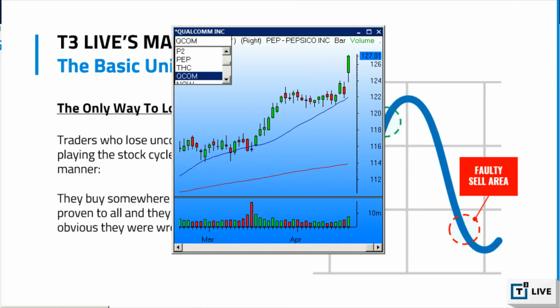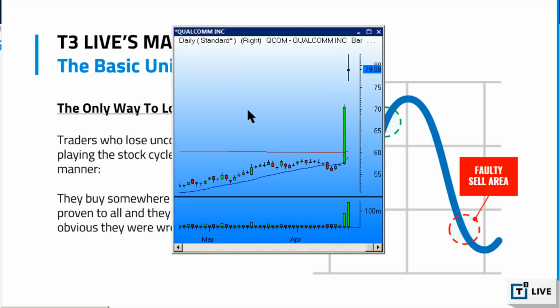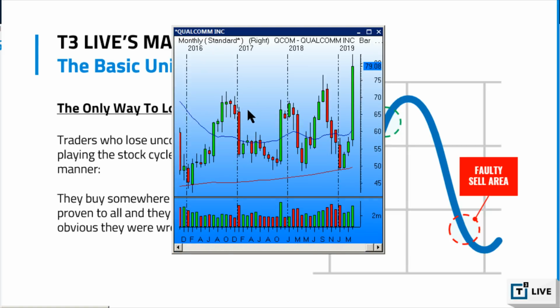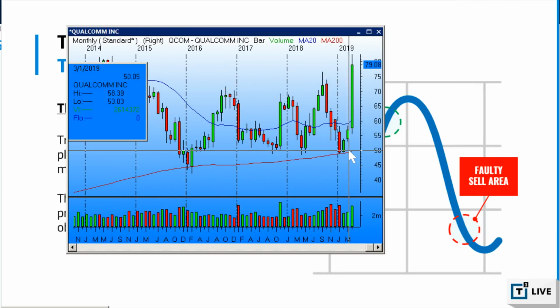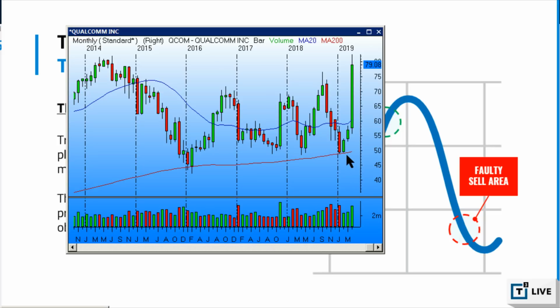For example, QCOM. Truth be told, students in the strategic day trader room that are listening to me now know that I said this multiple times. I said this back when it was at 50 bucks, QCOM at the prior lows. This is major support. Buy it here somewhere if you can. I couldn't, because I couldn't figure out a way in.